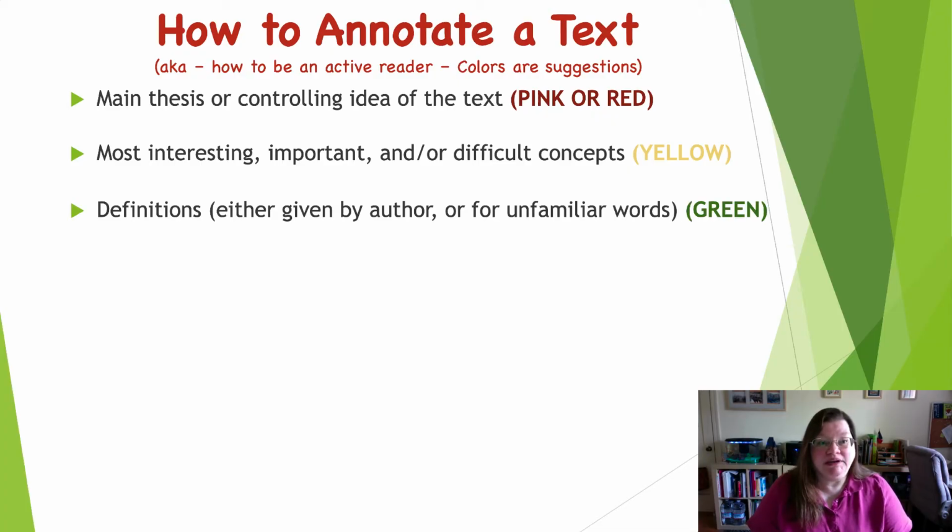I use green for definitions. So the definitions could be just a word that I just don't know. Even at this level of my reading and writing, I still at times will come across a word that I don't know. So I'll put a little symbol in the margin, or actually I'll put the symbol next to the word, and then I go to the margin and put the symbol again and then put the definition of the word so I don't have to look it up again.